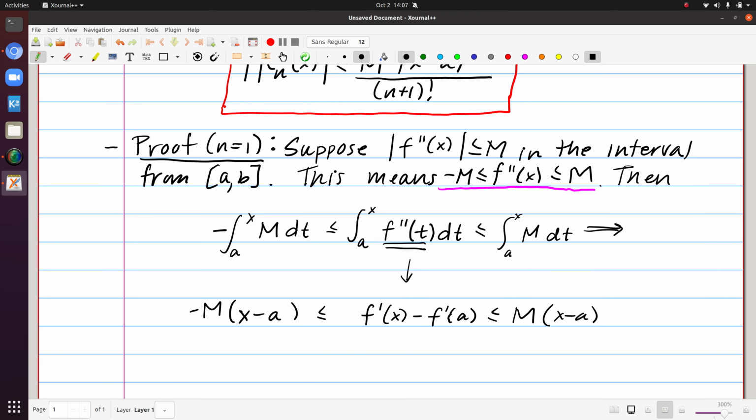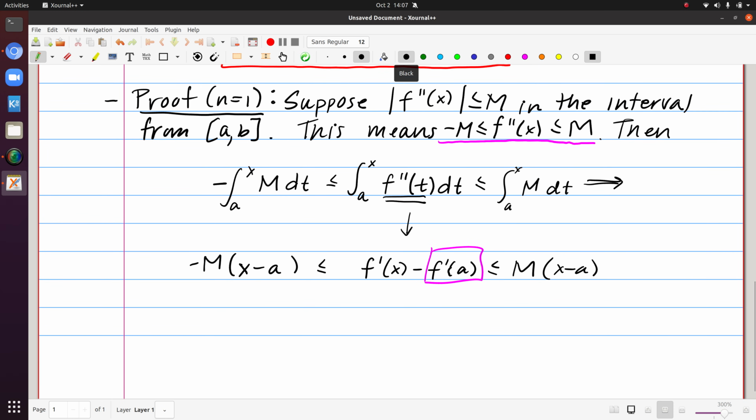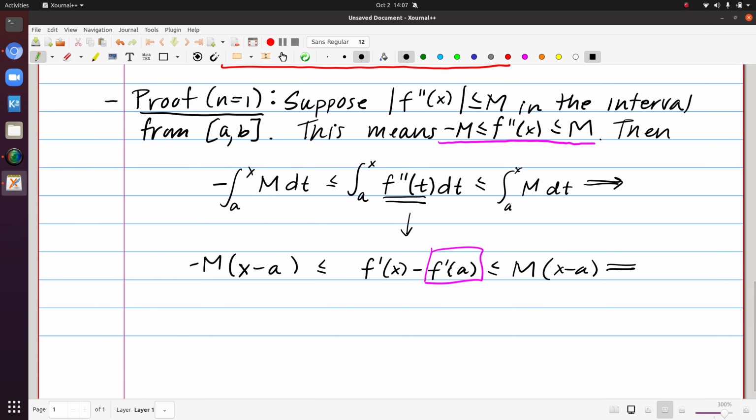So we get this. The next thing I want to do at this stage is take the f prime of a and add that to all three parts of this inequality. And then that's going to yield the following statement. We're going to be able to say that f prime of a minus M times x minus a is less than or equal to f prime of x, which is less than or equal to f prime of a plus M times x minus a.